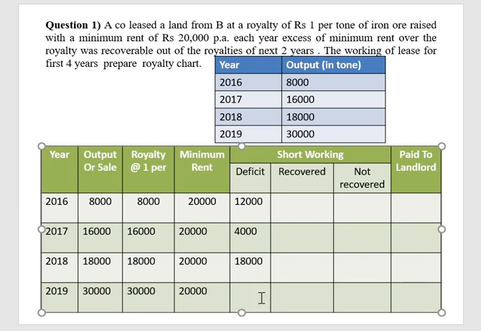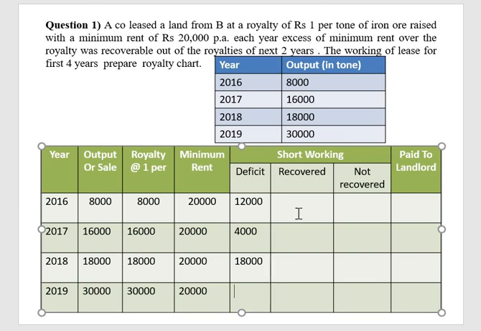If there is no loss, there is no need to write in the deficit column, because the deficit column is a loss column. But in 2019, there is no loss. That is a profit, so let it be. Once again, I will repeat: the deficit column is the difference between minimum rent and royalty. If royalty is less than minimum rent, that is a deficit. Here, royalty is more than minimum rent, so there is no deficit.